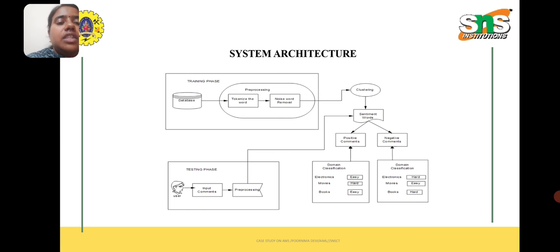and the testing phase is made for every domain classification. For example, if the user gives the input comments, for example, the product is good or the product is bad, the input comments are pre-processed. The pre-processed words are collectively taken as the sentiment words. So here the words are split into positive and negative words. Positive comments come under one domain classification, and negative comments come under another domain classification.